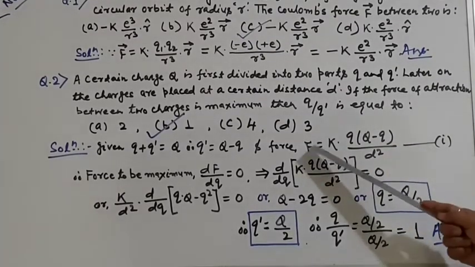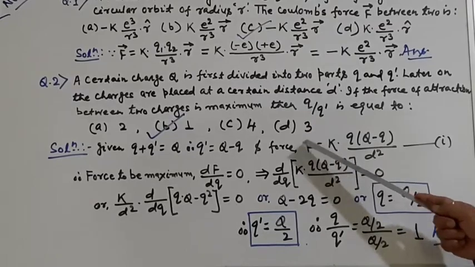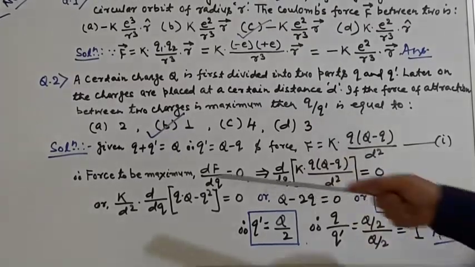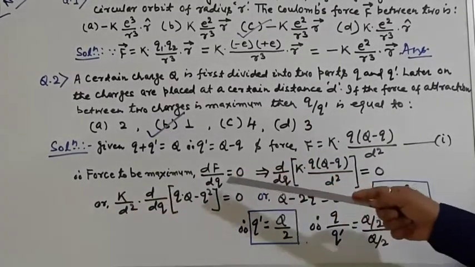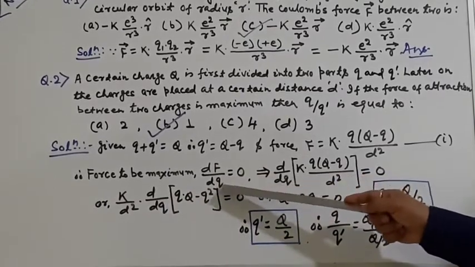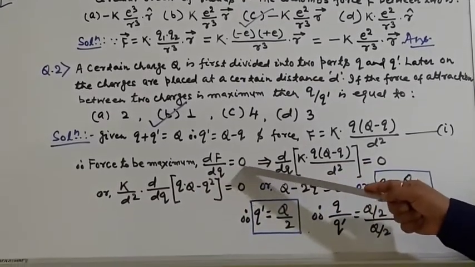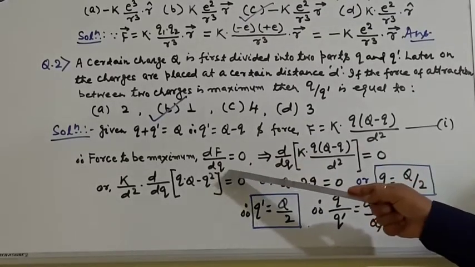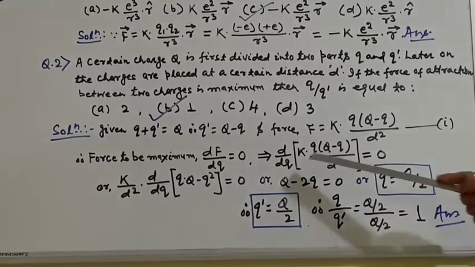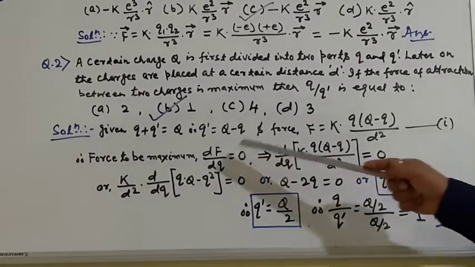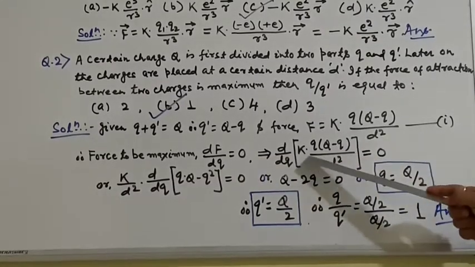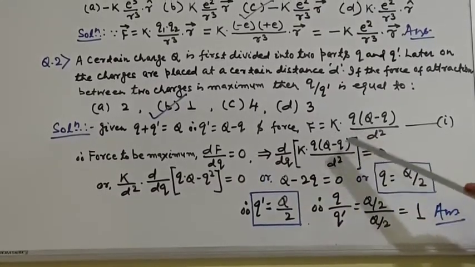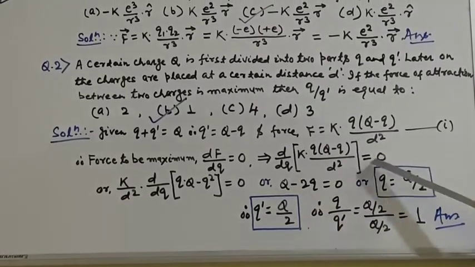Now, the force will be maximum when we differentiate this with respect to q. So, force is maximum when dF by dq is equal to 0. For the force to be maximum, the differentiation of this force with respect to this charge q will be 0. So, differentiate d by dq at the place of force, equation number 1, K q (Q minus q) by d square, and this is equal to 0.